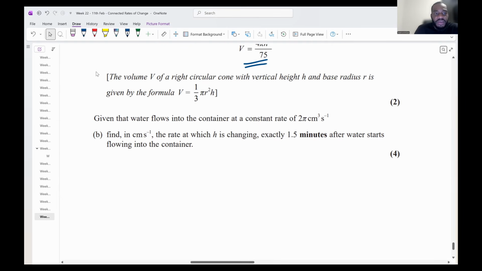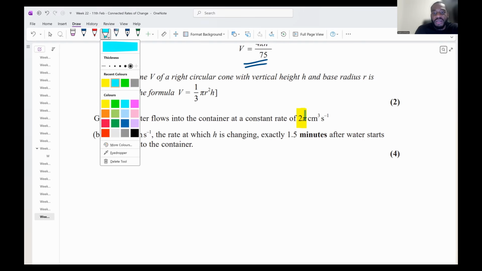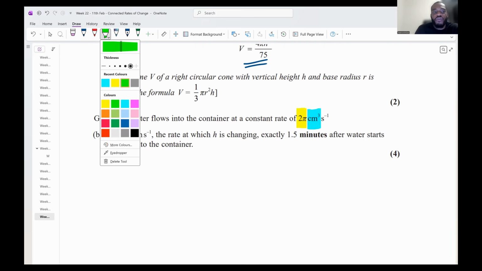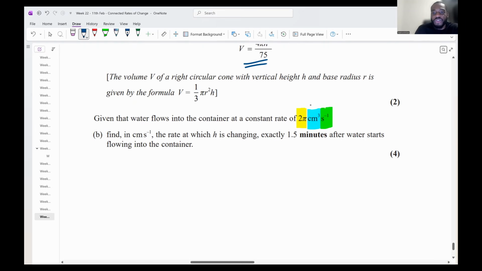So firstly, they've told us that water flows into the container at a constant rate of 2 pi centimeters cubed per second. Use the units of measurement to help you figure out what rate of change that must be. Centimeters cubed is a volume. Seconds is a time. This must be dV/dt. As I was saying before, they won't explicitly tell you, but you have to be able to read in between the lines. dV/dt has to be 2 pi. Do we agree with that, guys? So far?